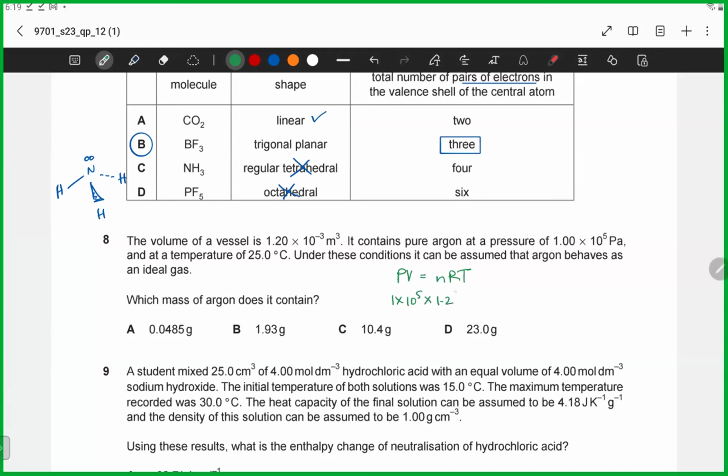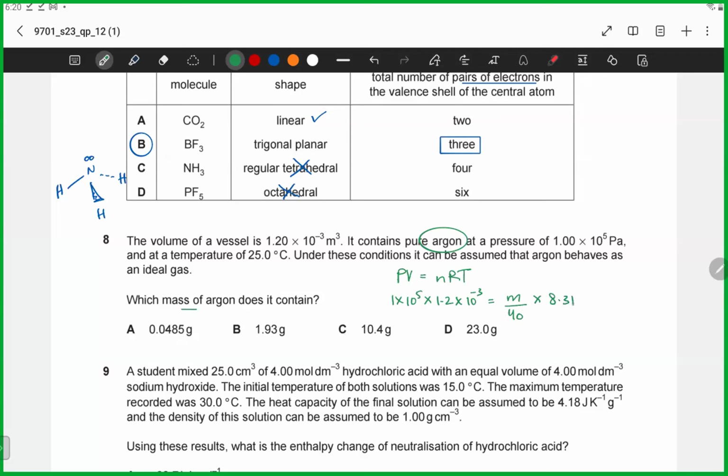Okay, 1.2 times 10 power minus 3. N is moles, nRT, so what are the moles? Mass. You're supposed to find out the mass. So we don't know what the mass is, but we know that it is argon, right? What is argon on the periodic table? I think it's 40.